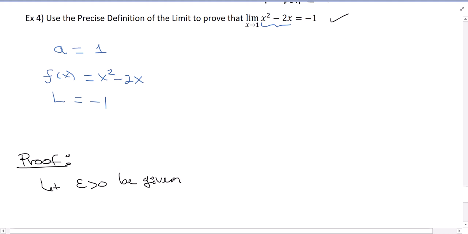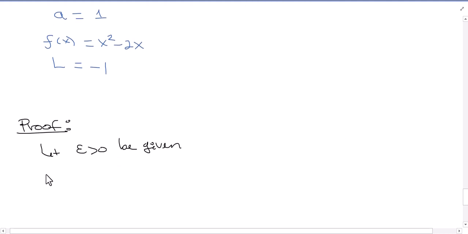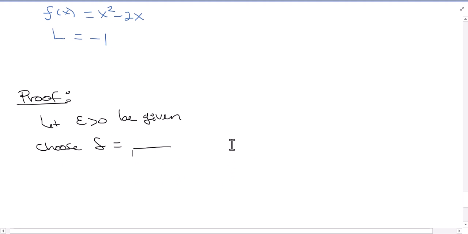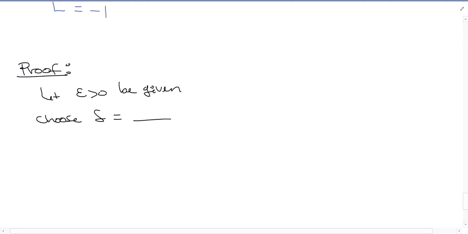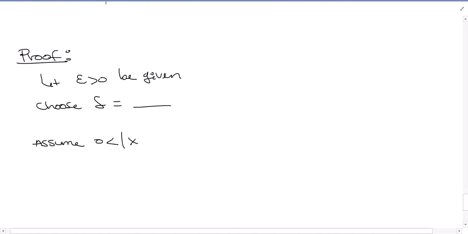Right, so we're given any epsilon, we have to find a delta. So given a particular epsilon, we're going to find a delta. So we're going to choose delta to be something. This is where our scratch work is going to come in. And then we're going to assume the if statement from the definition. So we're going to assume that the distance between x and a, x and 1, so the absolute value of x minus 1, is less than whatever our delta is.